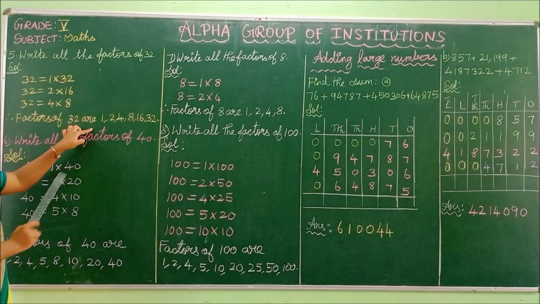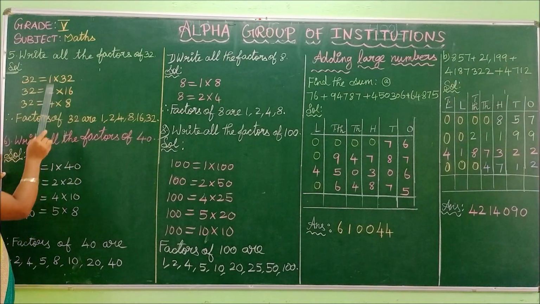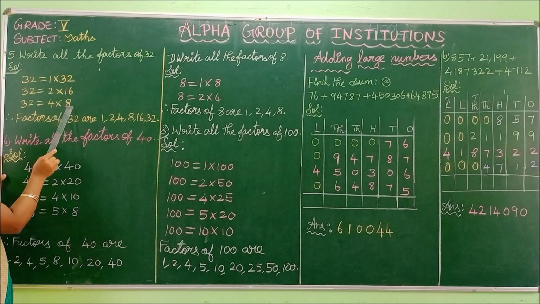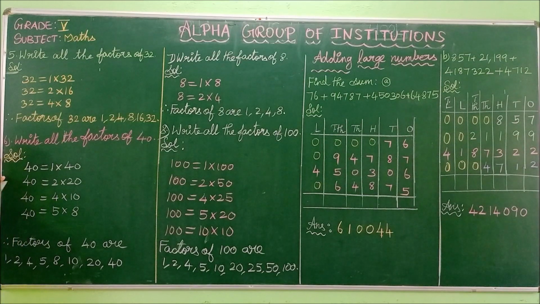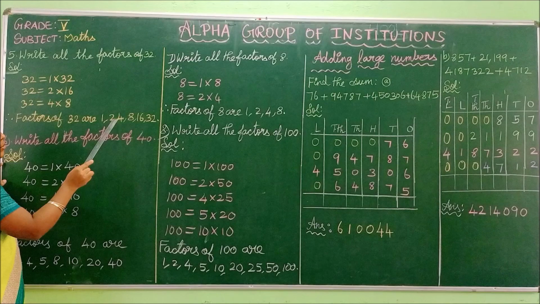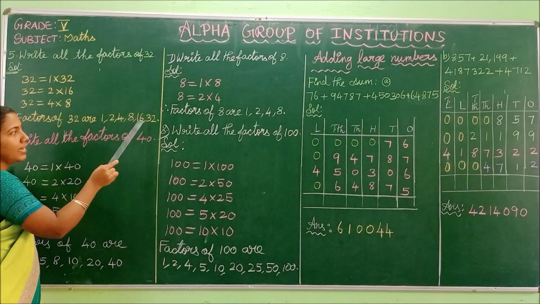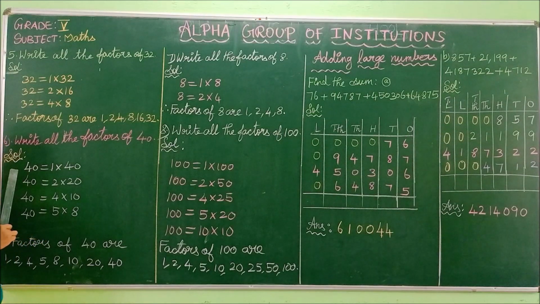Factors of 32 are, you have to write these numbers in ascending order. So first you write 1, 2, 4, 8, 16, 32. So totally we have 6 factors for 32. It means 32 can be divided by 1 as well as 2 as well as 4 as well as 8, 16, 32 with remainder 0. Okay, do you understand, children?